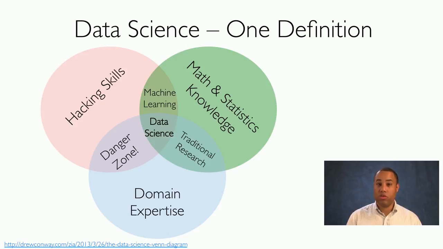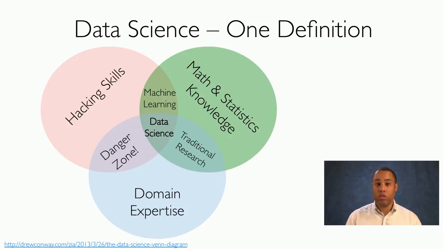Now, this leads to some interesting intersections. For example, between hacking skills and math and statistics knowledge, we have traditional machine learning. So this is the case where you have somebody who can apply algorithms at scale to large amounts of data and understand both the algorithms and the results that they see from those algorithms. Combining the skills of math and statistics knowledge with domain expertise, we have traditional research. So this is where someone in a specific domain is able to collect some data and then perform detailed analyses on that data, understanding both the analytical process and the results that they get.